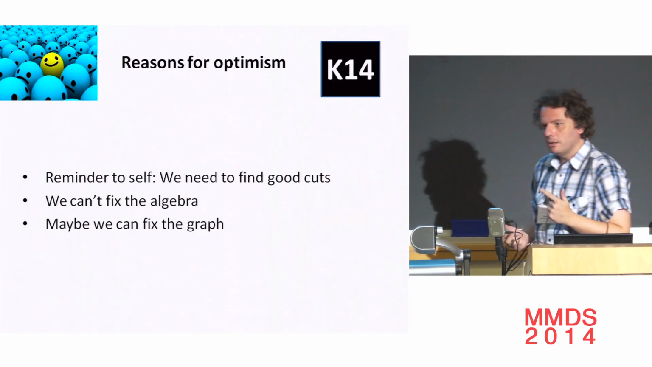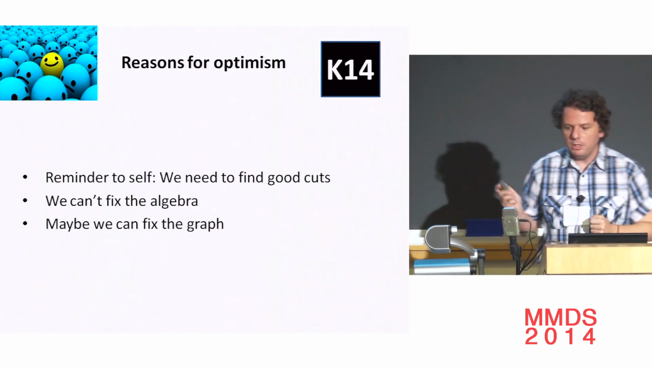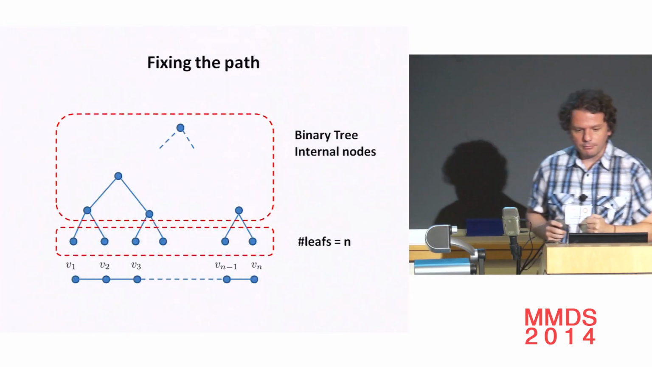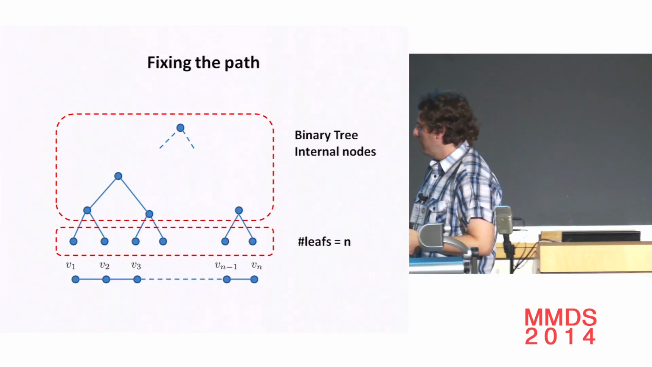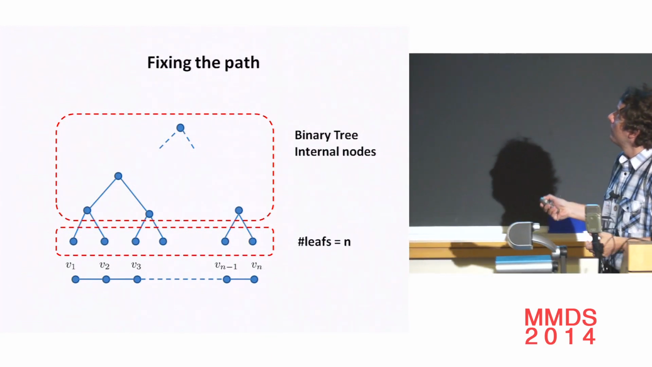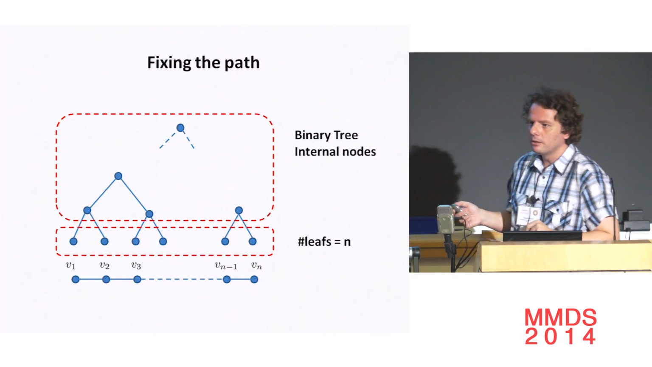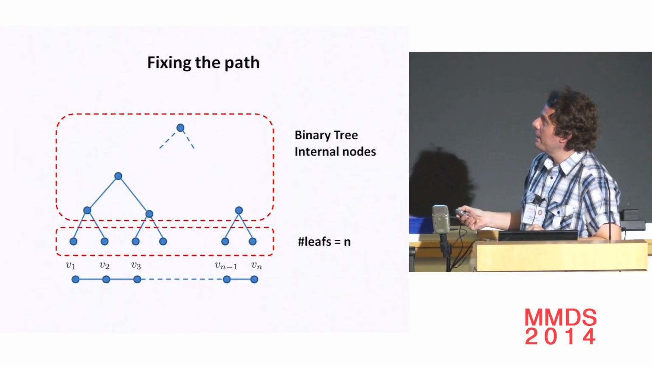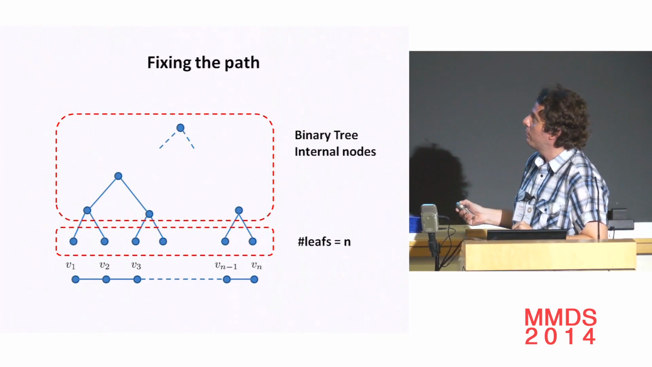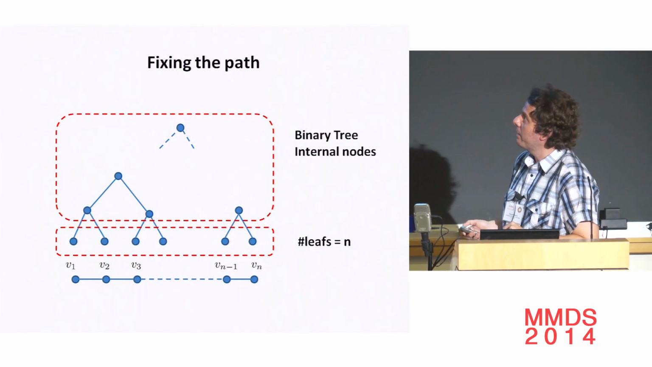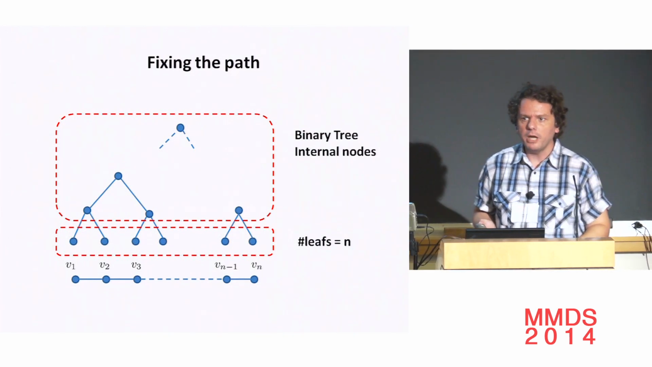However, maybe there's a possibility that we can fix the graph. Let me give you a specific example of that. Here's again the path graph, which is a very bad case for the Cheeger inequality. I'm going to construct a graph which looks like a binary tree on top of it. It has leaves which correspond one-to-one to the nodes of the path graph, and inside I have internal nodes that follow a binary tree structure.